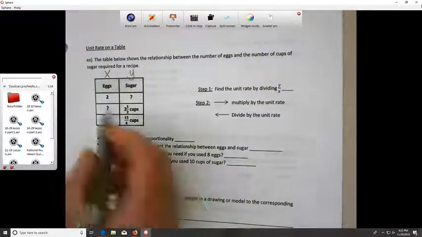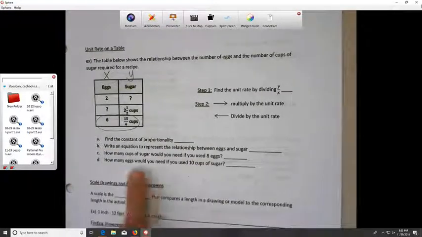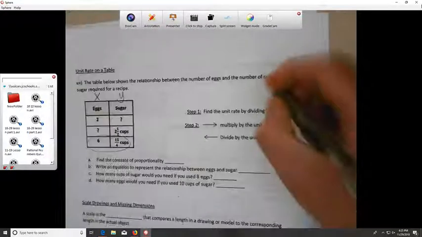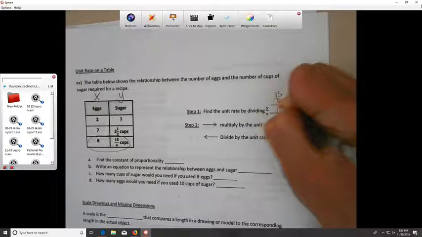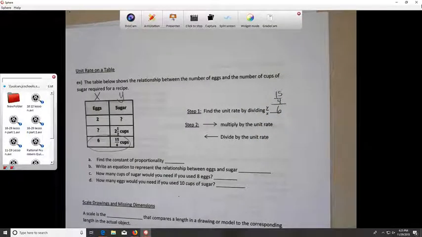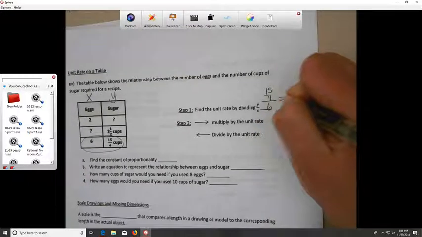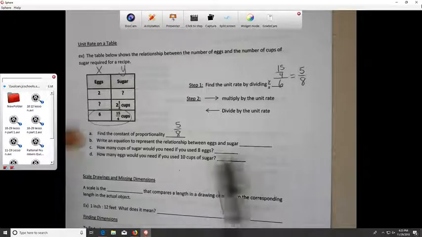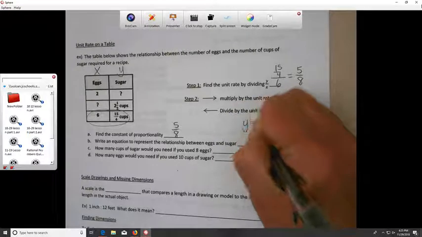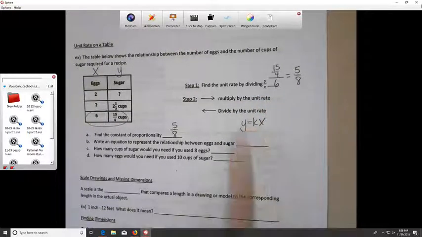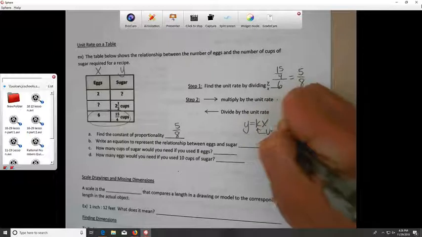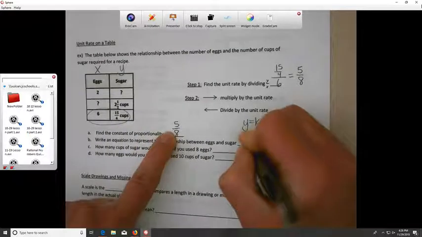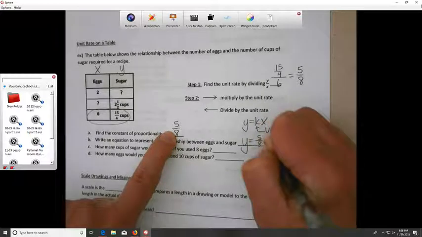The only full point that we have on the table is this last one. So that's the one we're going to divide. So we'll divide 15/4 divided by 6. So you're just going to type that into your calculator and divide it, and that's going to come out to 5/8. So our unit rate here, or our constant of proportionality, is going to be 5/8. So now the second part of the question asks you to write an equation. So your equation is y equals kx, where k is whatever your unit rate is. And we just found that in part A, it was 5/8. So our equation is going to be y equals 5/8x.